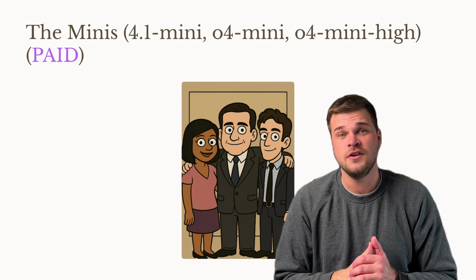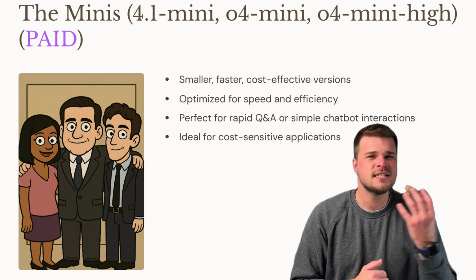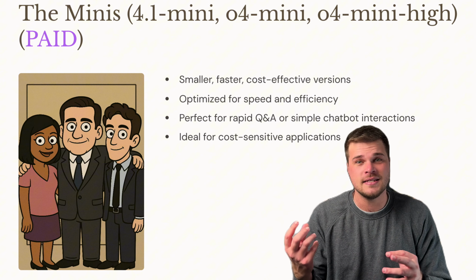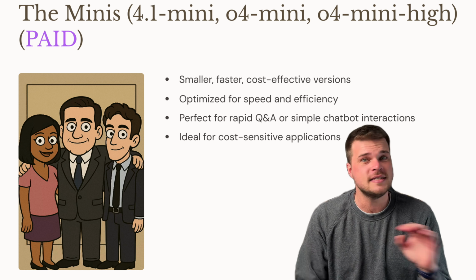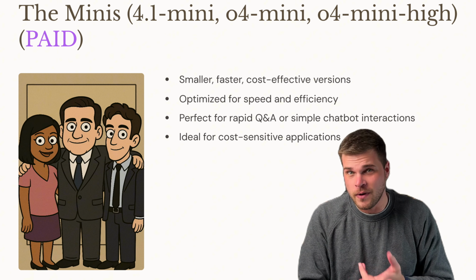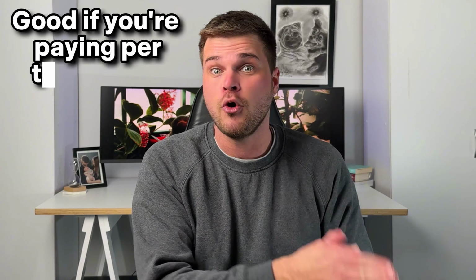Then the minis. So you've got 4.1 mini, O4 mini, and then O4 mini high. These are basically the quick responders, and they're paid at this point in time. What they are? Smaller, faster, more cost-effective versions of their counterparts. So they're not as effective as the models that they are based on, but they're a lot quicker, which means they cost less to run. They're optimized for speed, efficiency, and affordability. Mainly, you're going to use these mini models if you are using the API and you have a chatbot or your own program or something like that, and you're paying per token use.